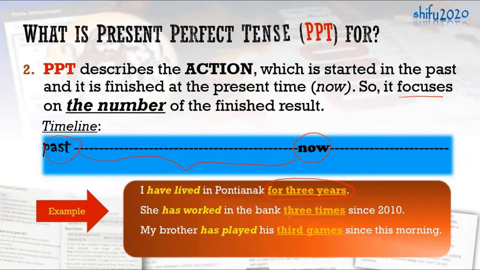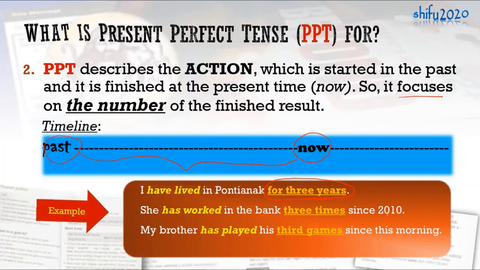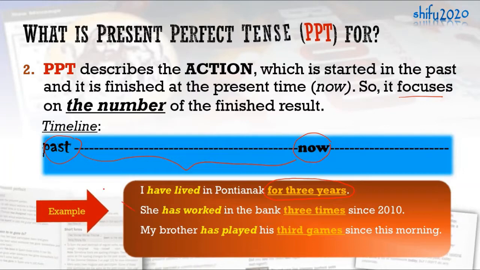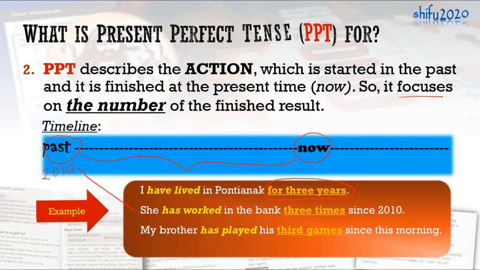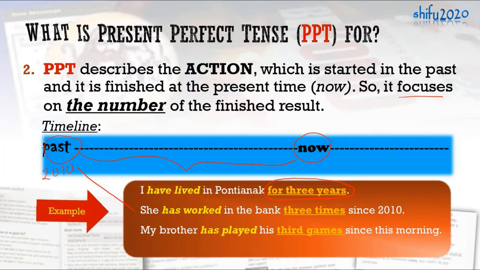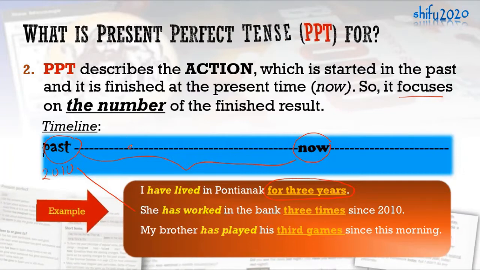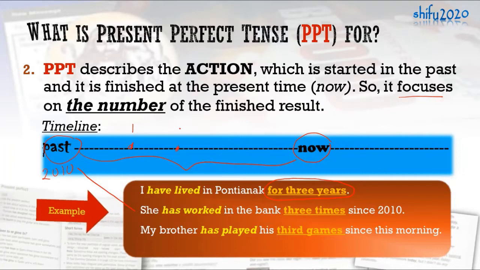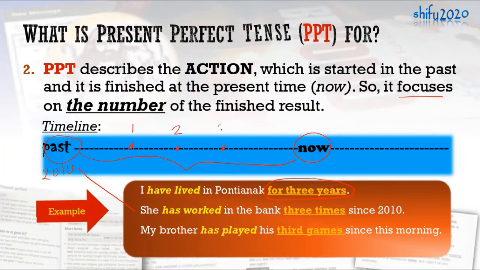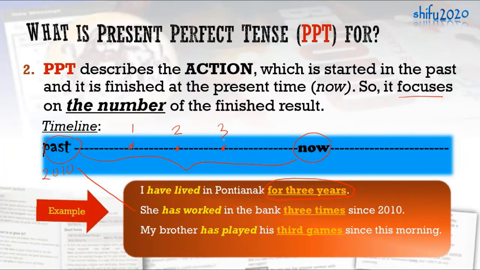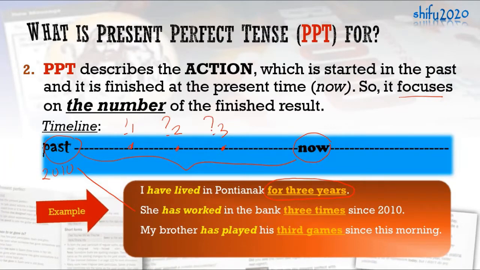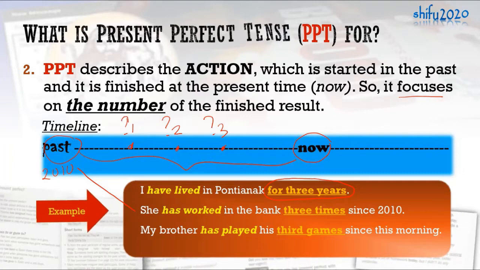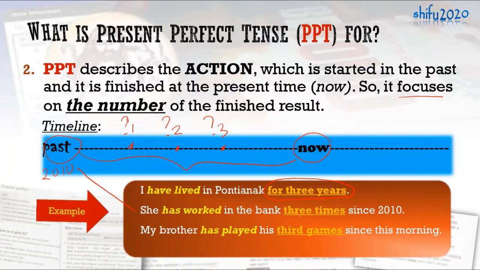She has worked in the bank 3 times since 2010. Okay, imagine that in the past it is 2010. From 2010 until now, she has worked in the bank 3 times. Here 1 time, and then 2 times, and then 3 times. You don't know when. When is the first time? When is the second time? When is the third time? Okay, you just know that she has worked in the bank 3 times.